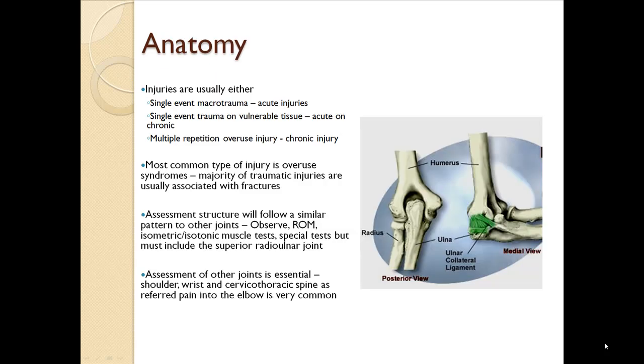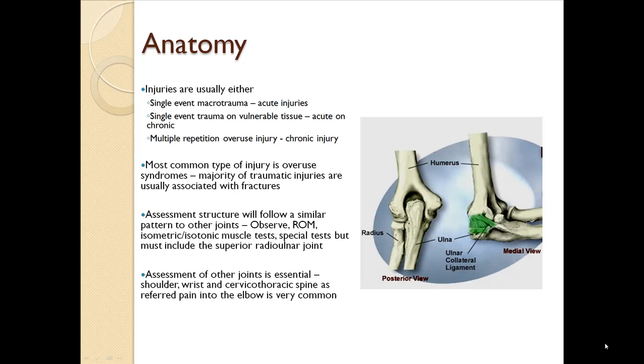When we come to assess the elbow, there's a number of factors that we need to consider. First of all, the anatomy of the elbow makes it inherently a stable structure. Injuries that we do identify at the elbow are either single event macro trauma, so these are the acute injuries where something has suddenly been overloaded and it fails.